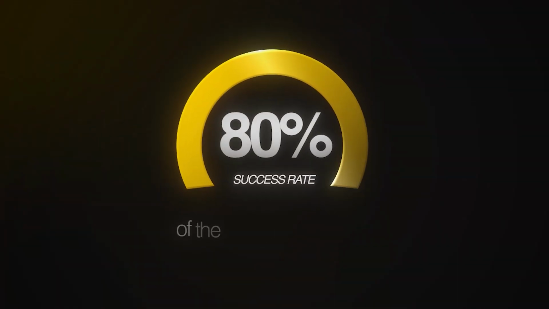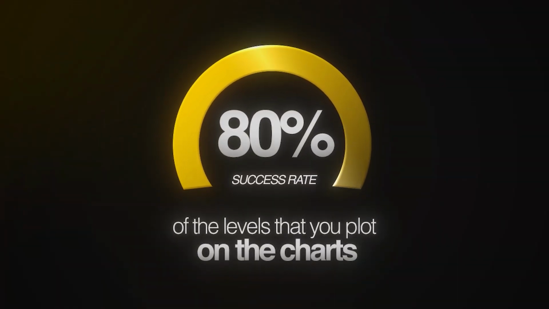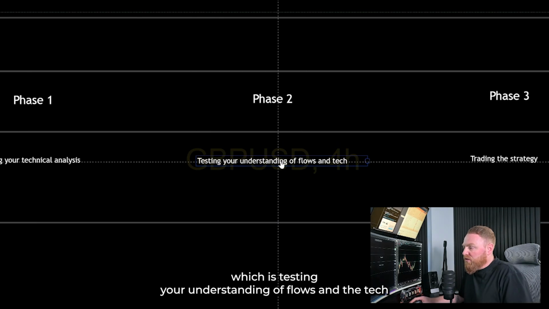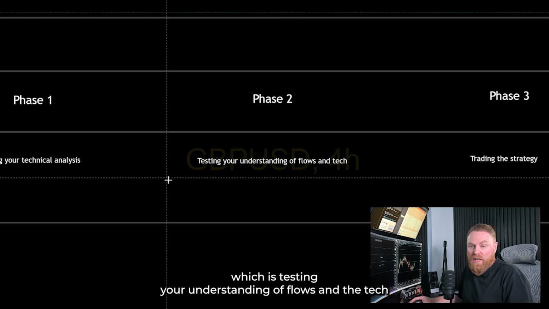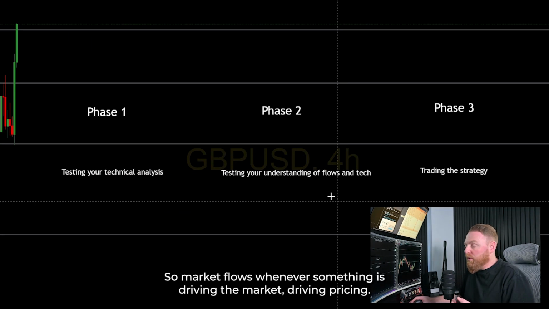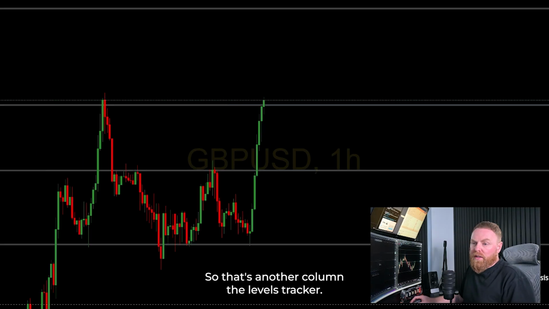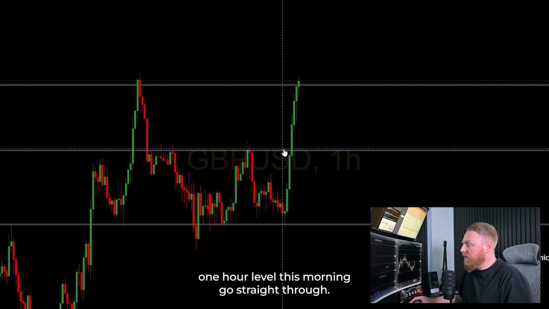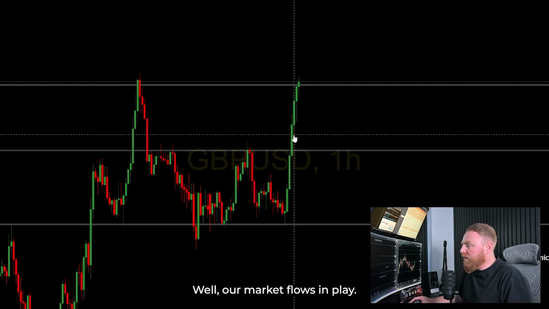If you've got a success rate of 80% of the levels that you plot on the charts, consider yourself good to go. You can move on to the next stage of the process, which is testing your understanding of market flows, whenever something is driving the market, driving price. So that's another column in the levels tracker. So price gets to this 1 hour level this morning, goes straight through. Well, are market flows in play?